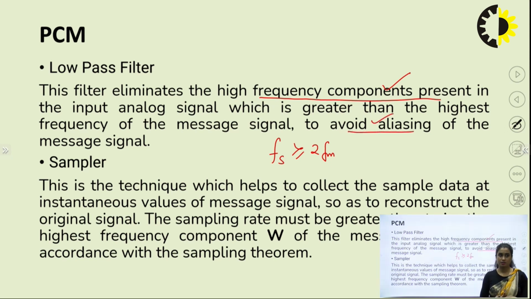Now next, what is the job of a sampler? This is the technique of sampling. Sampling is a technique which helps to collect the sample data at instantaneous values of the message signal. Sampling will convert my continuous time signal into a discrete time signal so as to reconstruct the original signal, and the sampling rate must be greater than twice the highest frequency component W. So here fm is denoted as W, right?